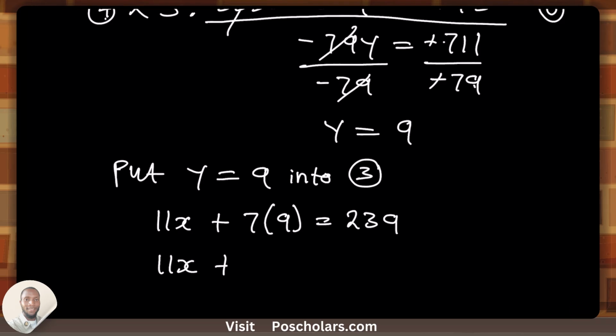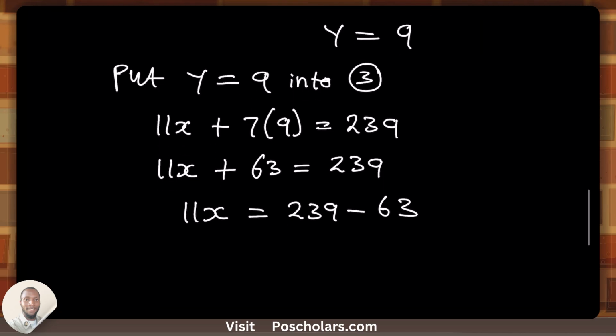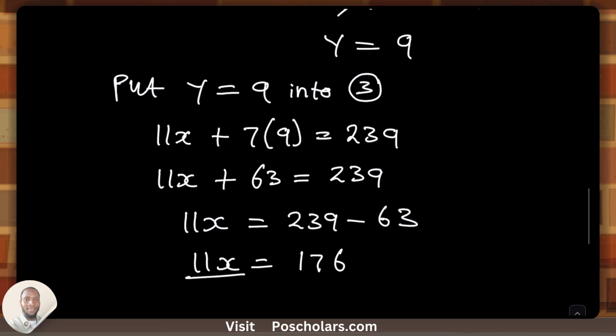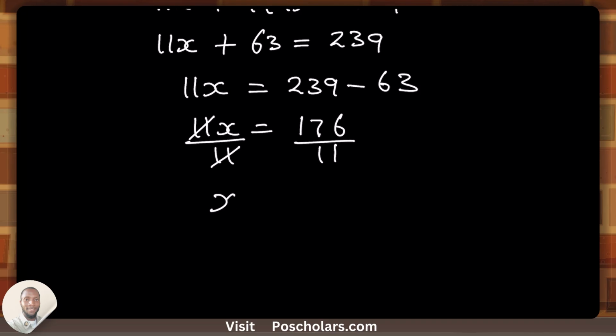11x plus 7 times 9 gives 63, equals 239. Now I want to get rid of this 63. So what do you do? You subtract it from both sides. And when you do that, you have 11x equal to 239 minus 63, which gives 176. Now divide both sides by 11. 11 cancels 11. Now what's left on the left hand side is x, equal to 176 divided by 11, which gives 16.